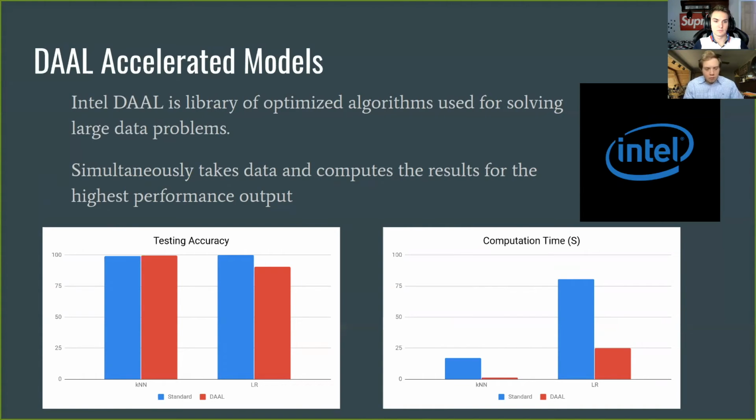On the right graph, you can see the testing accuracy is nearly the same. It's a little bit worse for logistic regression, but the takeaway is the computation times. For KNN and logistic regression, the computation time is much less than its regular standard model. The logistic regression standard took over 75 seconds, while with the DAL logistic regression, it took only 25 seconds. It's much faster.